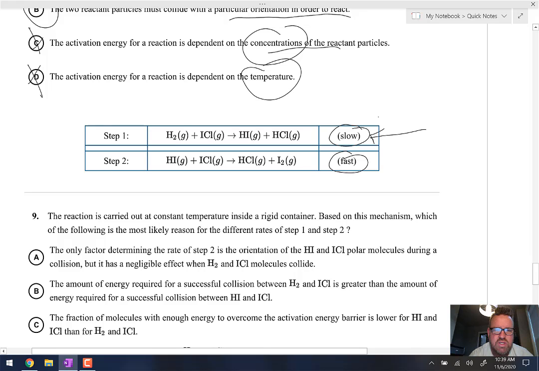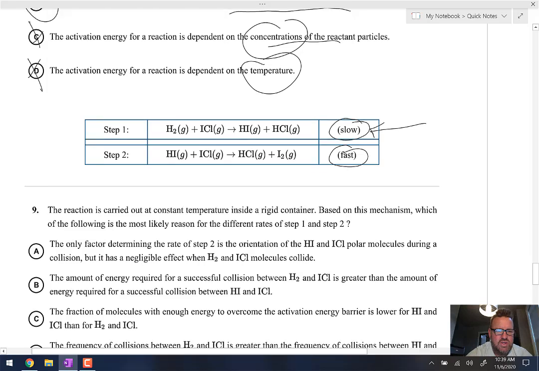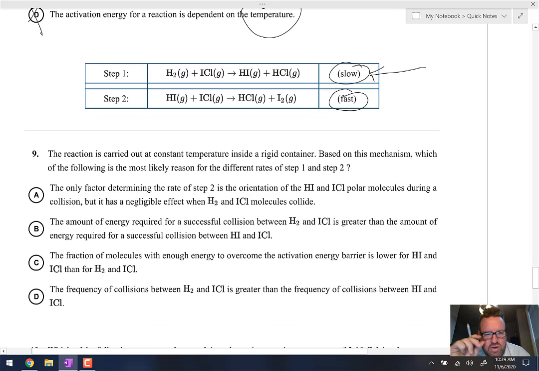Okay, so question number 9 shows you here's a slow reaction, here's a fast reaction. Why is this one slow and this one fast? Let's look at our answers here. The only factor determining the rate of step 2 is the orientation of HI and ICl polar molecules during a collision, but it has a negligible effect when H2 and ICl molecules combine. Did we ever talk about polar versus nonpolar when we're talking about orientation? No. They just have to be oriented the right way.